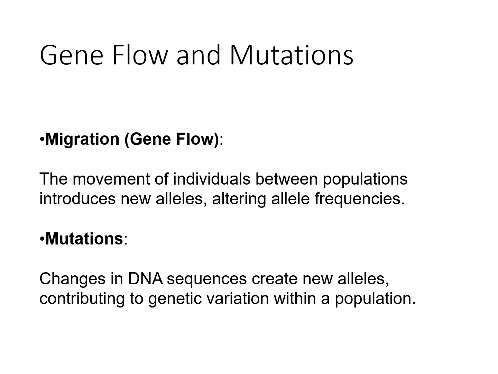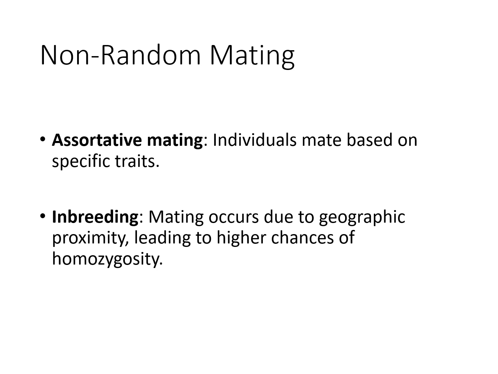In real-world populations, including humans, mating is rarely random. In many populations, individuals choose mates based on specific traits, a process known as non-random mating. For example, in assortative mating, individuals may prefer partners with similar characteristics, like size, color, or behavior.